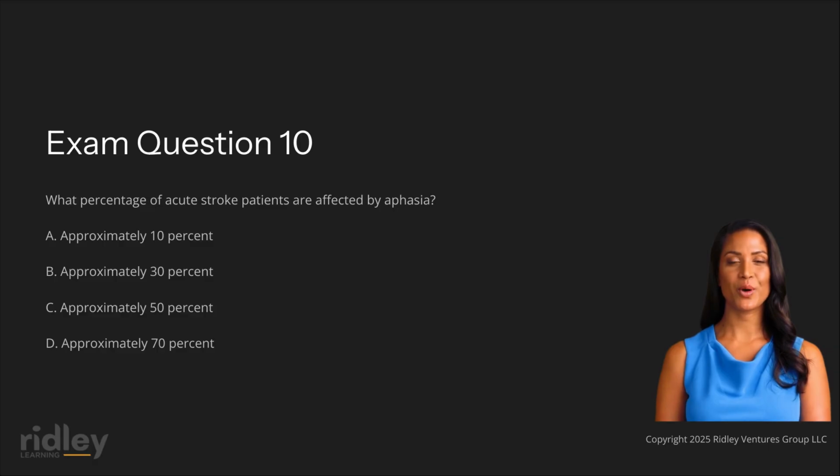Question 10. What percentage of acute stroke patients are affected by aphasia? The correct answer is B, approximately 30%. Rationale: aphasia is an acquired language disorder resulting from brain damage to language-dominant hemisphere regions, typically the left hemisphere in right-handed individuals. Affecting approximately 30% of acute stroke patients, aphasia presents profound challenges for communication, social participation, and psychological well-being.